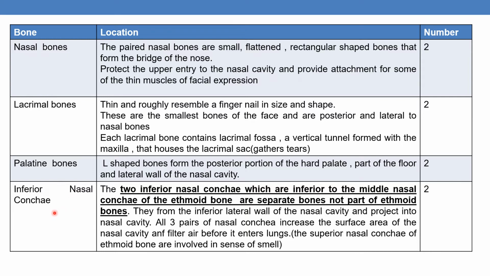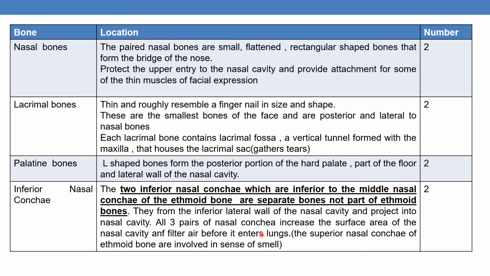The next are inferior nasal conchae. The two inferior nasal conchae are inferior to the middle nasal conchae of the ethmoid bone, and are separate bones, not part of the ethmoid bone. One important point is that the ethmoid bone also contains nasal conchae, the superior and middle, whereas the inferior nasal conchae are separate bones. They form the inferior lateral wall of the nasal cavity and project into the nasal cavity.